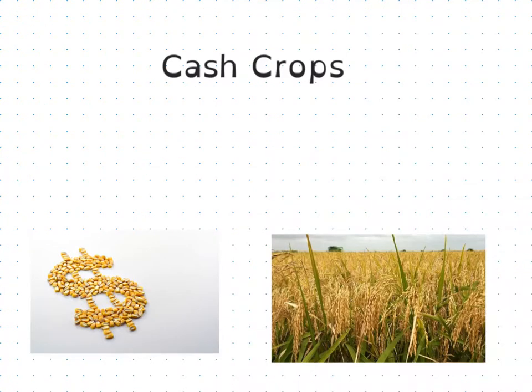Okay, so let's talk about cash crops. So a cash crop is a crop that is designed to be sold rather than eaten. So a lot of farming up to this point was designed to be eaten. These are crops that are meant to be sold.